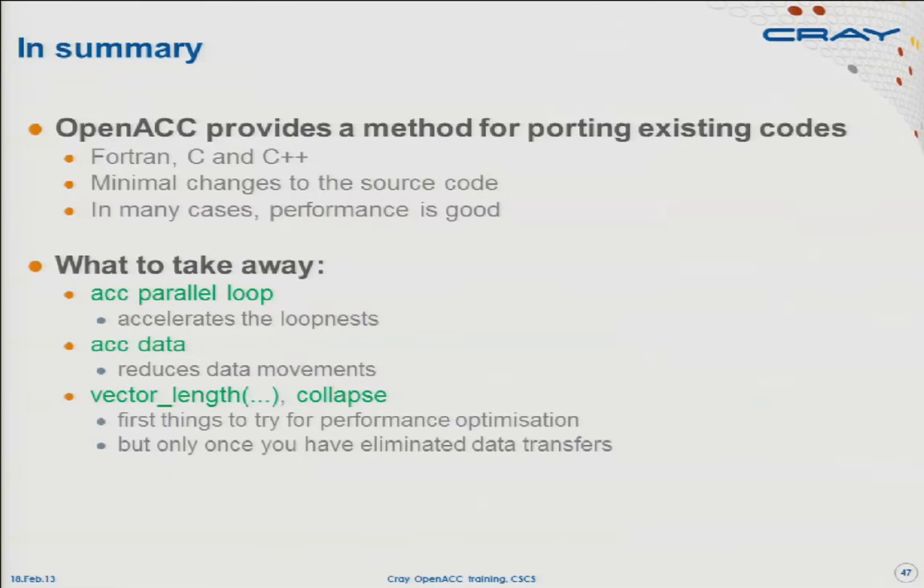So in summary, OpenACC is a way of porting codes with hopefully minimal changes and hopefully pretty good performance. What to take away? There's a lot of information, but what should you do? You do ACC parallel loop to accelerate the loop nests. You do a data region to reduce the data movements. If you get both of those going, you're doing really well. You'll probably see things starting to go faster. If you want to start tuning, look at the number of threads per block with the vector length clause and look at collapsing multi-dimensional loop nests.